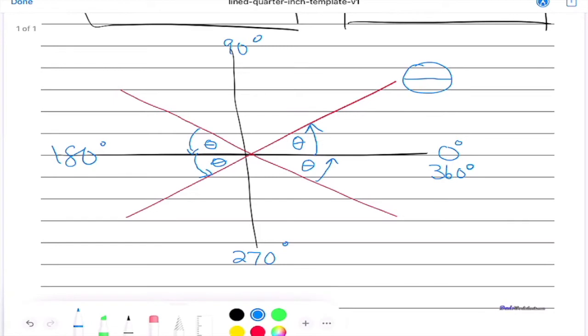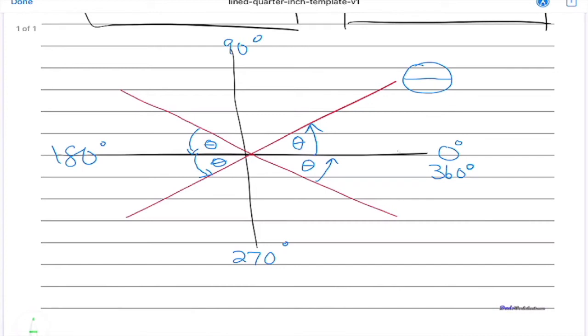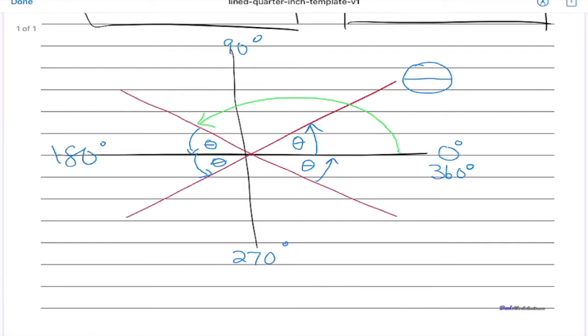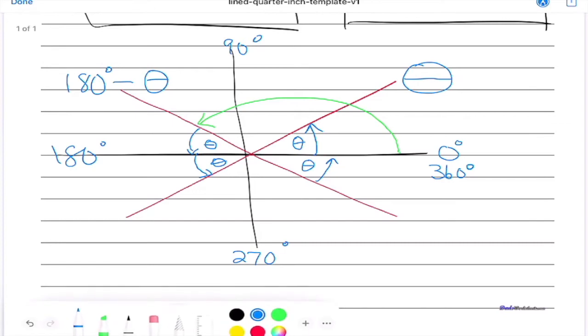Now the thing is, if I measure from 0 degrees up to here, that angle there is in the second quadrant, and clearly that angle there is not theta. But I want to write that angle in terms of theta. Do you see what my angle will be? That should be 180 degrees subtract theta. Okay.